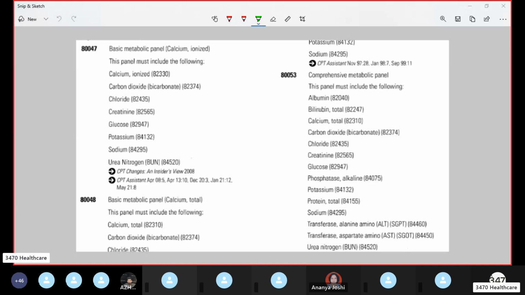Two panels done: higher panel CPT first. Then for the smaller panel, cross check whether everything is in the higher. If everything is in the higher, code only the higher panel. But if one test in the smaller panel is not in the higher, code the higher panel first, and that missing test you need to give additionally, separately.